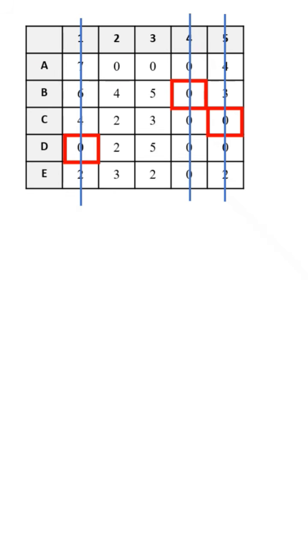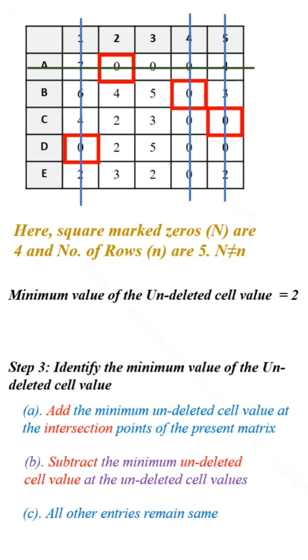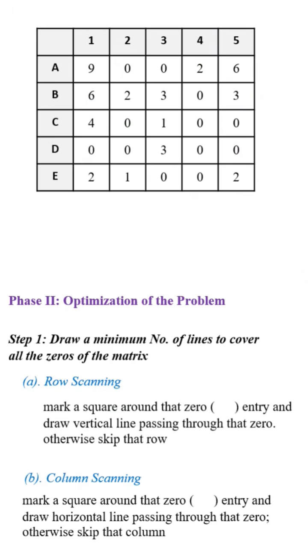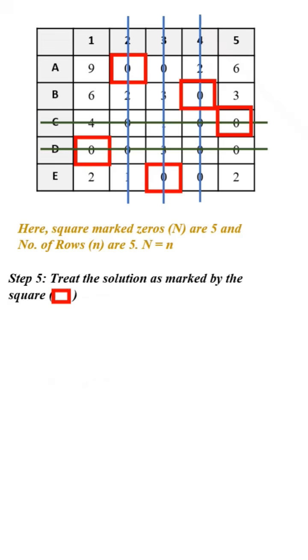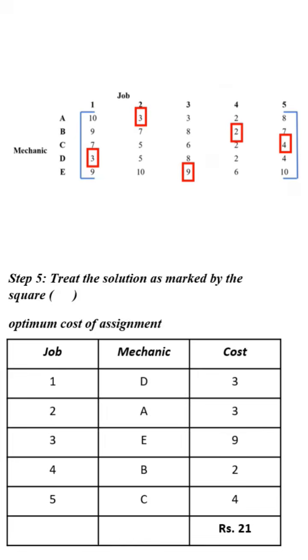If the square marked zeros are not equal to the number of rows, then you have to identify the minimum value of the undeleted cell values and add it at the intersection points and subtract it from the undeleted cell values. And this is the resultant new matrix. Then once again I have to go for the row scanning and the column scanning and treat the solution as marked by a square. Thank you.